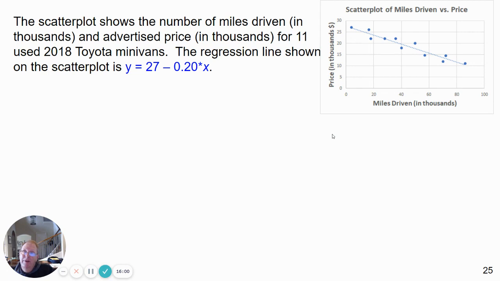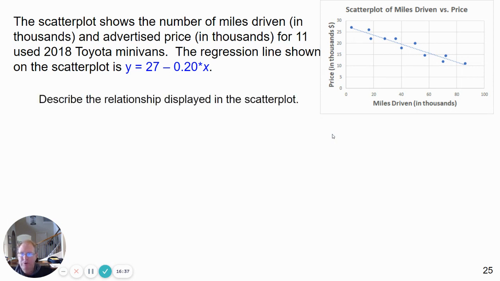So let's talk about this right here. The scatter plot on the right shows the number of miles driven in thousands and the advertising price in thousands of dollars for 11 used 2018 Toyota minivans. The regression line shown on the scatter plot is y hat equal to 27 minus 0.2x. I should have a y hat there. So that's my regression line, and there's my scatter plot.